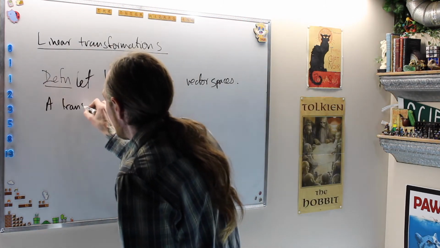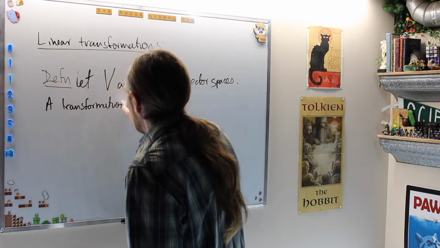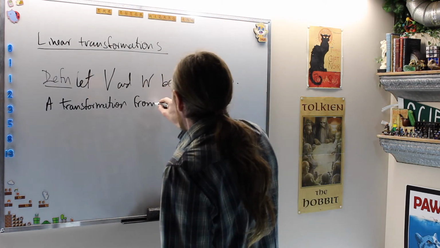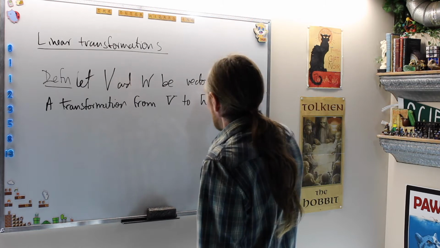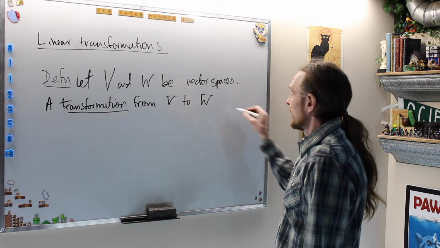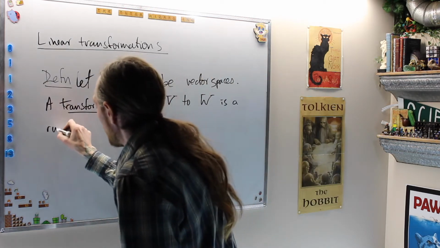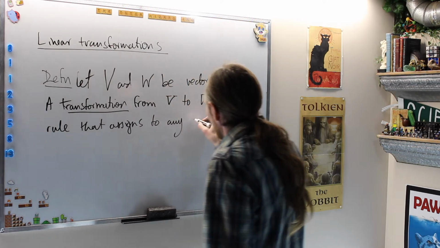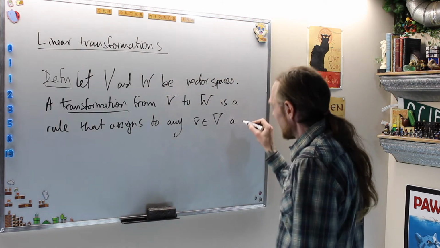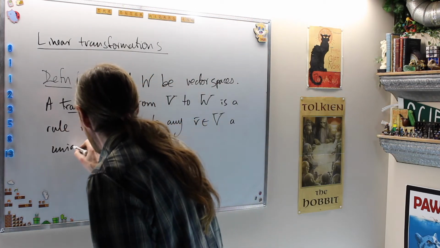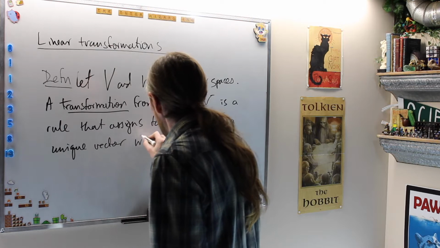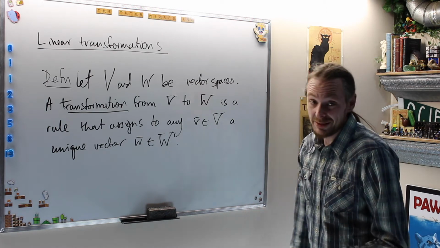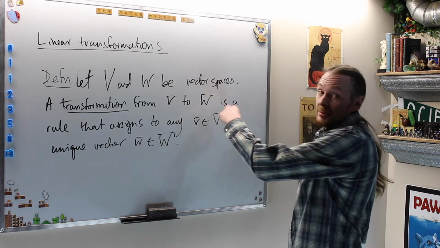A transformation from V to W is a rule that assigns to any vector v inside V a unique vector w from W. Basically, this is the same thing as what a function is. A transformation transforms things from one vector space to another vector space.